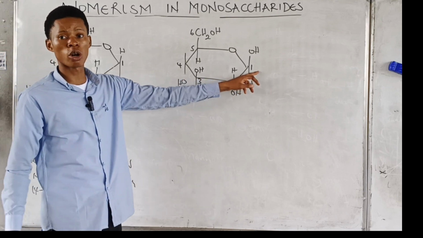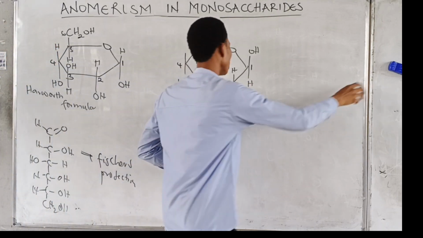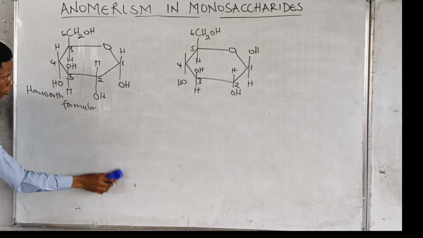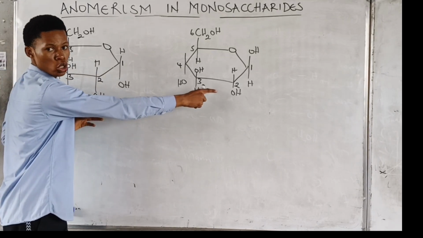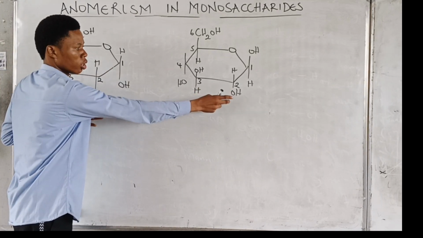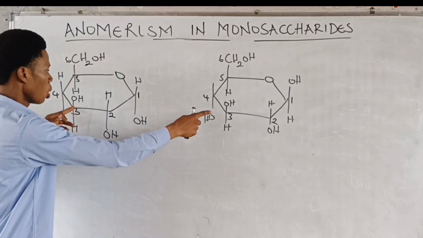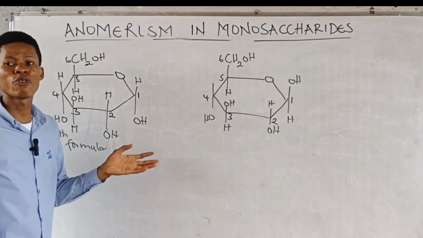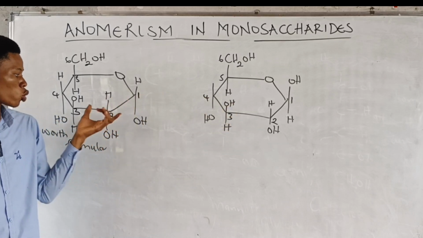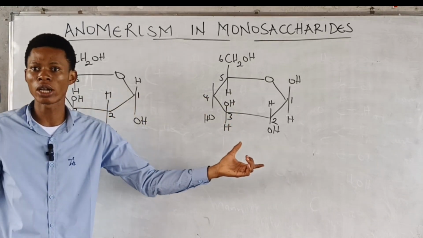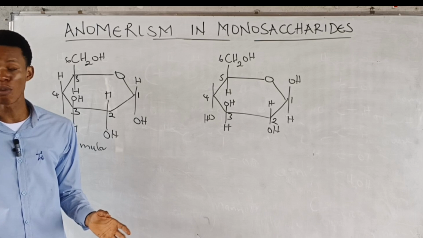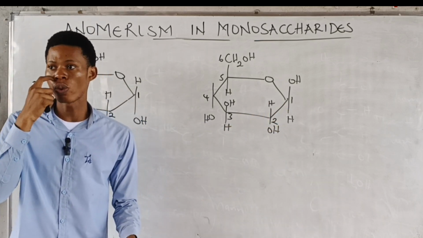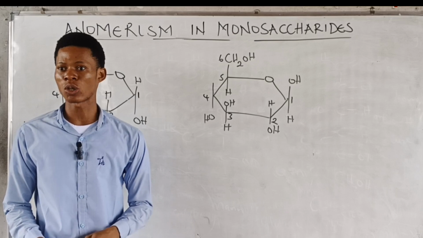Take for example, if you look at this, carbon 1, the OH here, is it up or down? Up, right? If you look at carbon 2, is the OH down or up? Both down, right? Same thing. So if you notice, the difference between this molecule and this molecule is in the anomeric carbon. It's in carbon 1, right? The difference is only seen in carbon 1. So we can say these two are anomers, right?